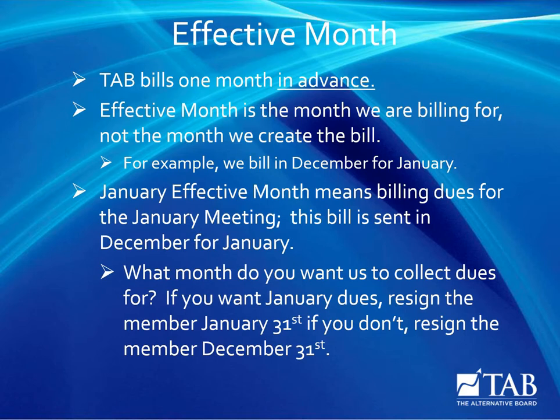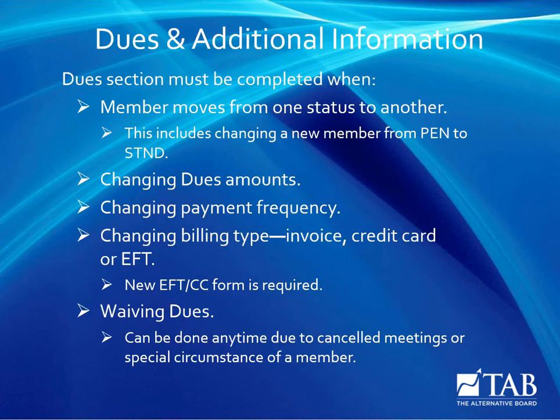So a January effective month means we're billing dues for the January meeting. You always have to ask yourself this question: what month do you want us to collect the dues for? If you want us to collect dues for January, then on resignations, you would put a resignation date of January 31st. If you don't, you would resign the member as of December 31st. For those that we are doing billing for, we would ask if you want to refund on any members that we've already collected dues for.